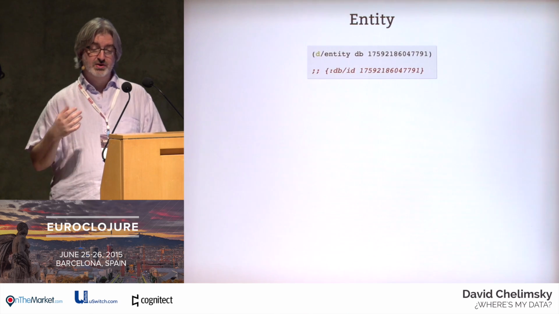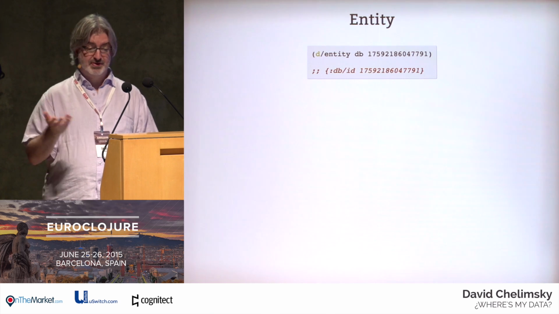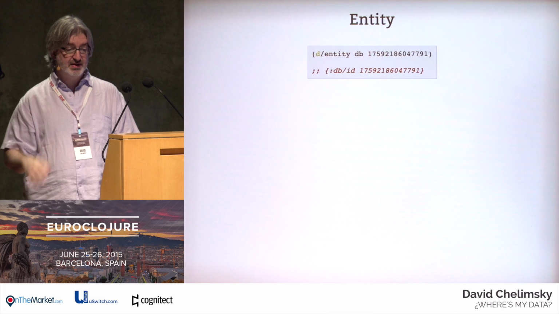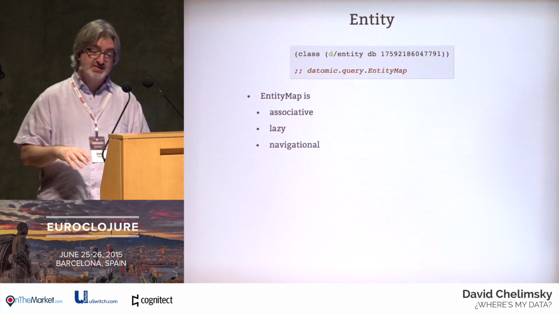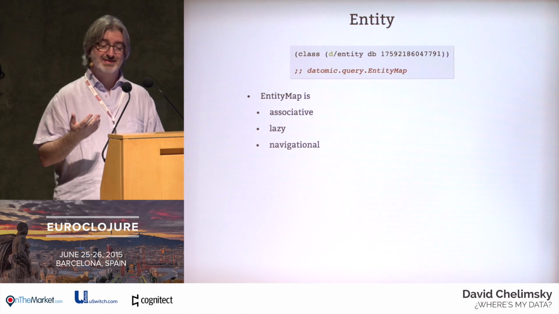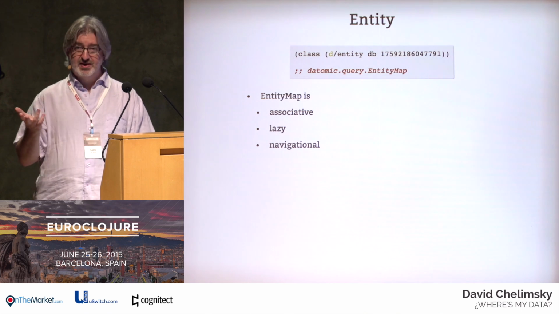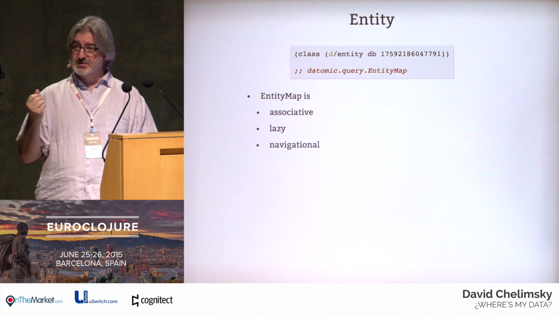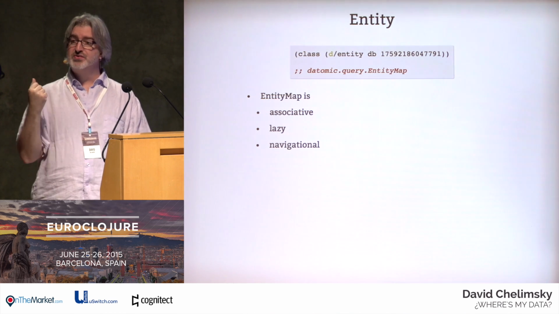And when you call this function, you get back something that looks like a map. And in this case, it's presenting itself as it's got the one key, DBID, and the value that we passed in. Now, what that actually is, it's not a regular Clojure map. It's a Datomic entity map. And so an entity map is associative like a map. You can ask it about its keys. It's lazy, so it doesn't have all its information right away, but as you ask for information, it loads it.